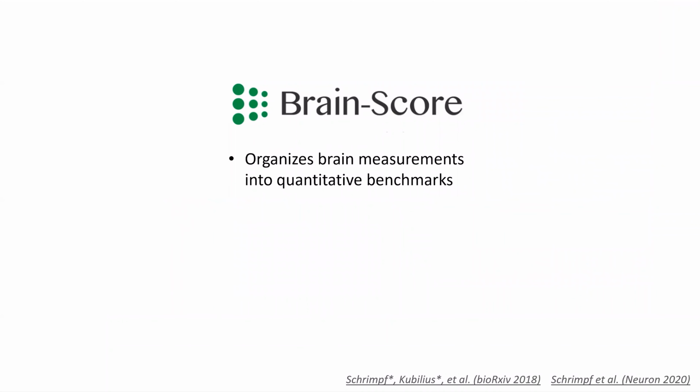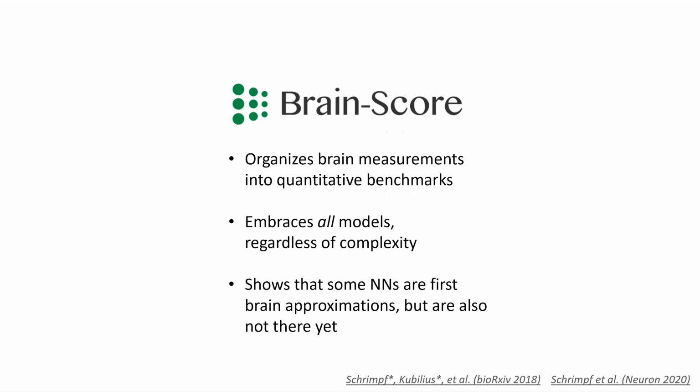Yeah, so to give an interim summary of this first part about Brain-Score: this is a platform that organizes brain measurements into quantitative benchmarks. Brain-Score embraces all models. It does not care about how complex the models might be. There's a bit of a break from classic neuroscience, where there's more of a focus on simple and easily explainable models. Here, we only focus on how well the model matches the brain, regardless of simplicity or lack thereof. And finally, it shows that some artificial neural networks are first approximations of the brain's ventral visual stream, but also that there is quite a long way to go.